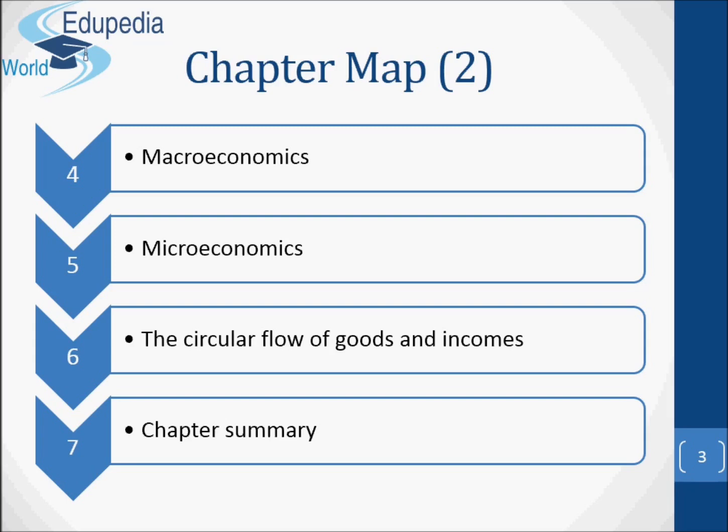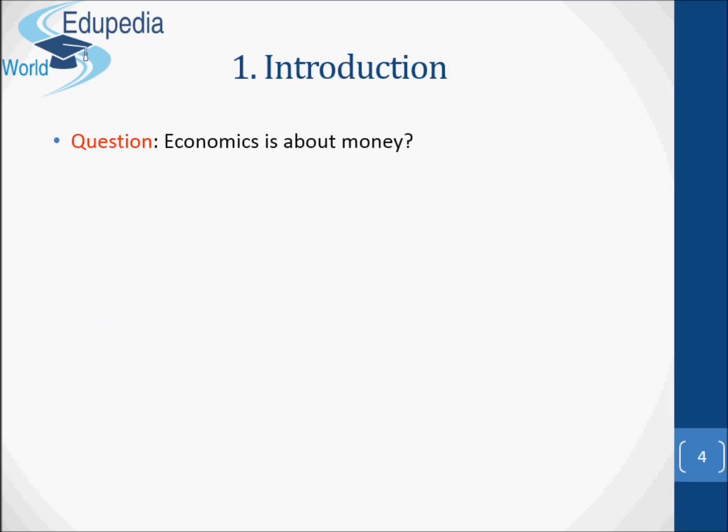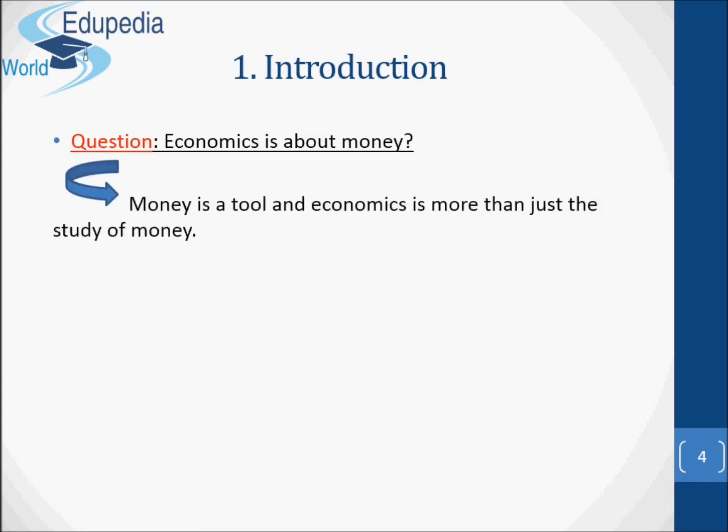So, let's get started. In fact, many people think that economics is about money. Well, to some extent, this is true. Economics has a lot to do with money. With how much money people earn, how much they spend, what various items cost, how much money firms make, the total amount of money there is in the economy. But, as we will see later in this course, money is only important because of what it allows us to do. That is to say, money is a tool, and economics is more than just the study of money.